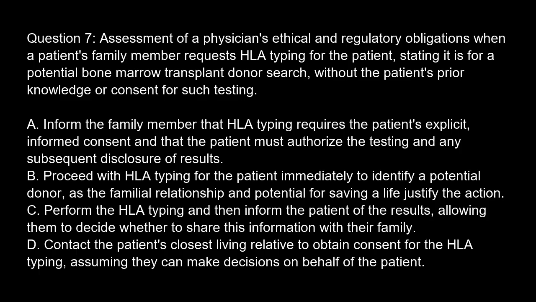Option B. Proceed with HLA typing for the patient immediately to identify a potential donor, as the familial relationship and potential for saving a life justify the action. Option C. Perform the HLA typing and then inform the patient of the results, allowing them to decide whether to share this information with their family. Option D. Contact the patient's closest living relative to obtain consent for the HLA typing, assuming they can make decisions on behalf of the patient.